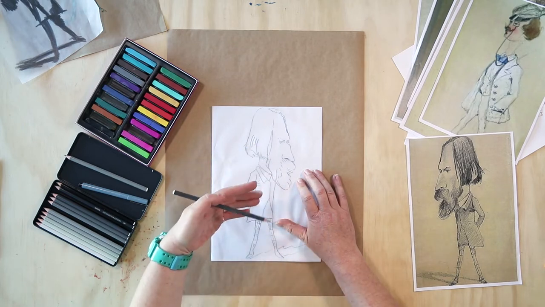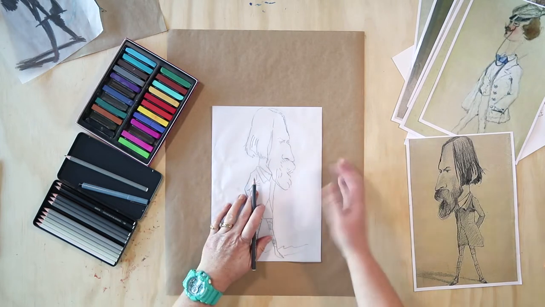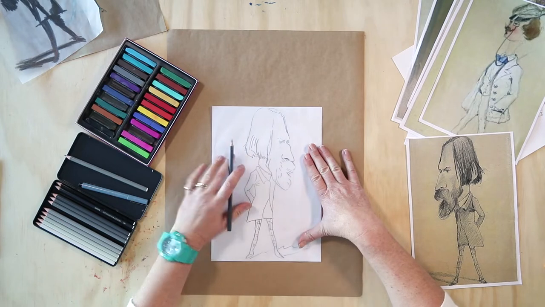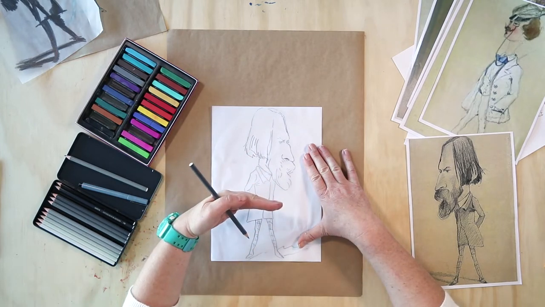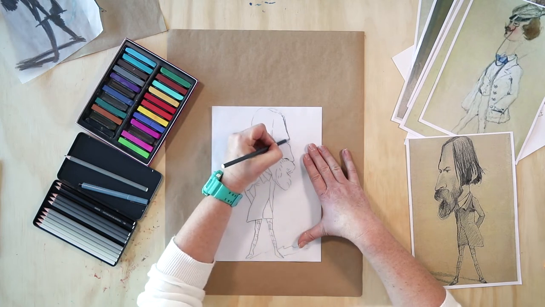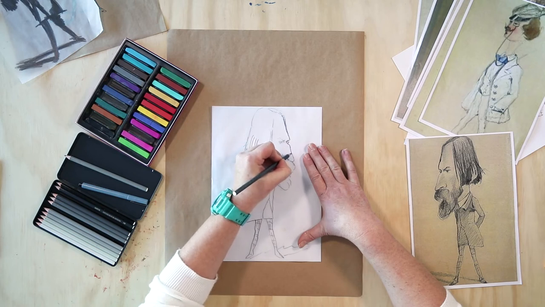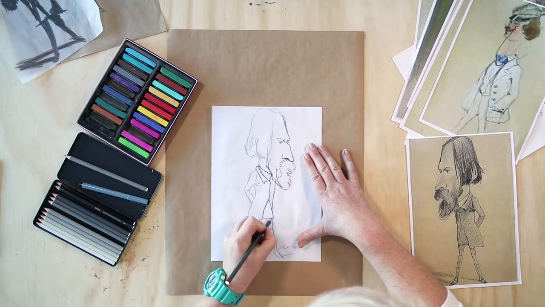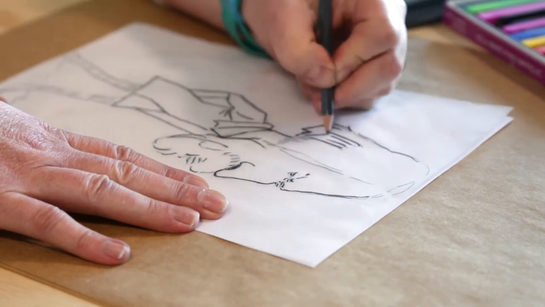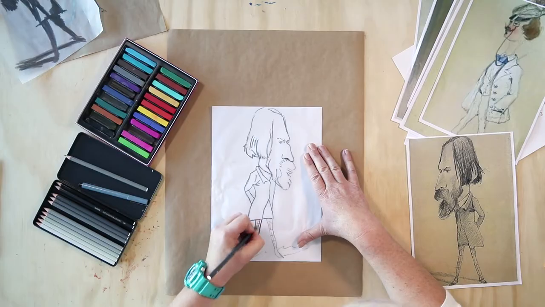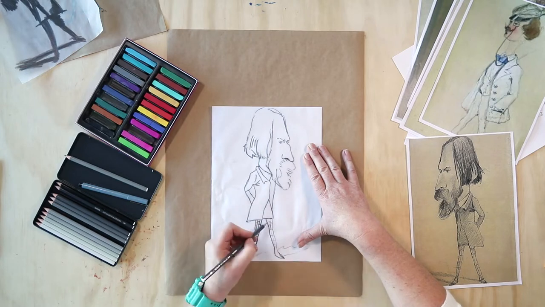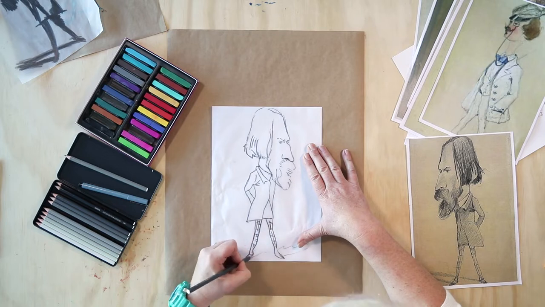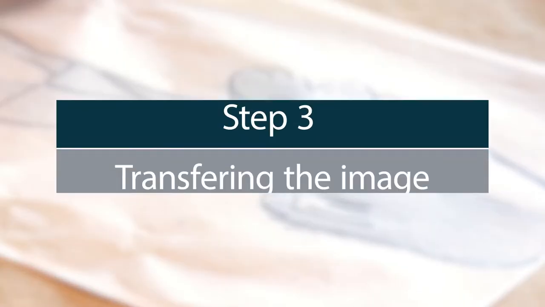So I'm going to go over the lines, trying to keep true to the lines that I've drawn. Again, you can tape this onto the piece of paper or you can hold it still. And I'm going to do that for the second time. So I'm going to do that now. So I've done that twice. So I can remove my scrap piece of paper.